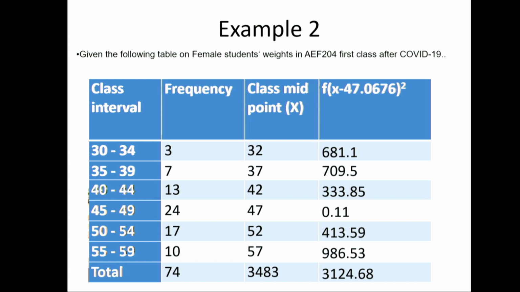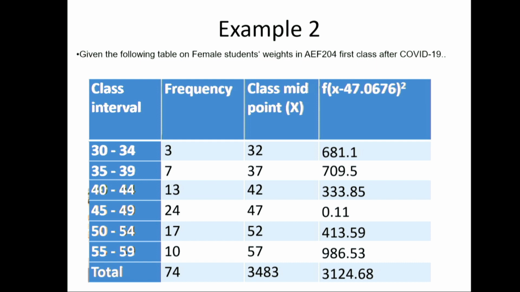So 3 of them fall within 30 and 34 kg. 35 to 39, 7 of them. 40 to 44, 13 of them. Between 45 and 49, 24 of them. 50 to 54, 17 of them. 55 to 59, 10 of them. So the total number of students under that experiment was 74.